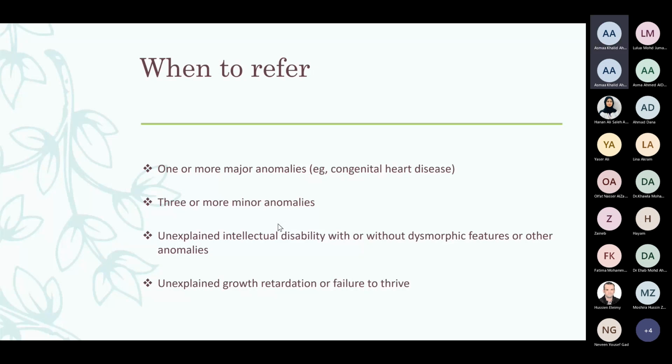Three or more minor anomalies. This is not mentioned here, but one major and one minor anomaly also indicates that you need to investigate. Also if you have unexplained intellectual disability, whether the patient has dysmorphic features or not, or unexplained growth retardation or failure to thrive. And of course, you can go to chromosomal karyotype if the mother has three miscarriages or more.